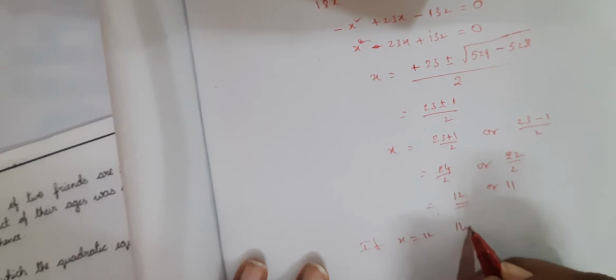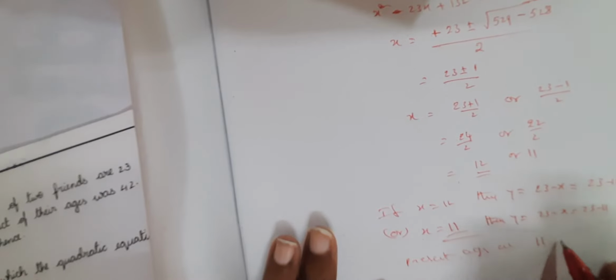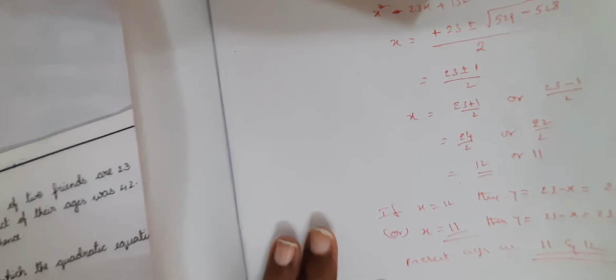So therefore, if you take 12, if X is equal to 12, then Y is equal to, what do we have as the relationship between X and Y? Y is equal to 23 minus X, which is 23 minus 12 is equal to 11. Or if X is equal to 11, then Y is equal to 23 minus X, which is 23 minus 11 is equal to 12. So what are the present ages? Present ages are 11 and 12. Clear? Please pause the video for a moment and note it down.